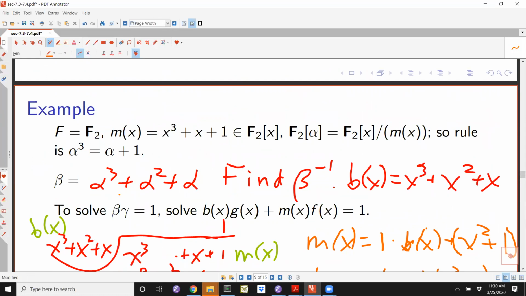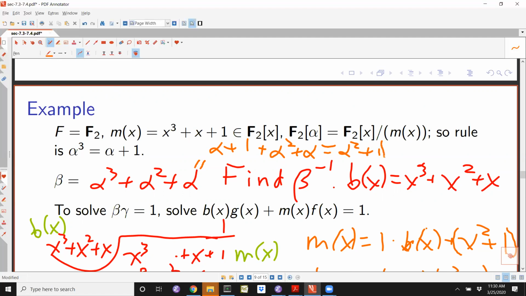Actually, I shouldn't have started with the element alpha cubed, because you never need a power bigger than 3, you actually never need a power bigger than 2, because alpha cubed is actually equal to alpha plus 1. And that's alpha squared plus alpha. So I'm actually finding the inverse of alpha squared plus 1. So sorry, I should have done that in the first place.